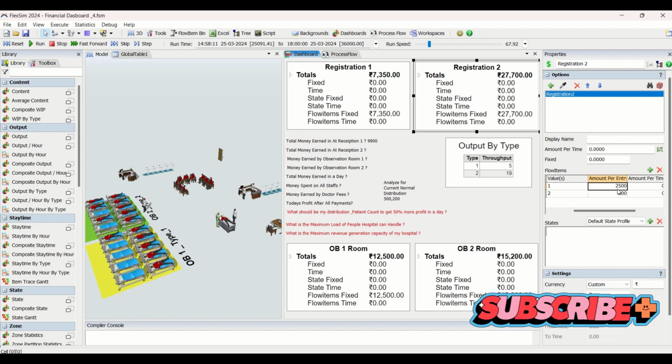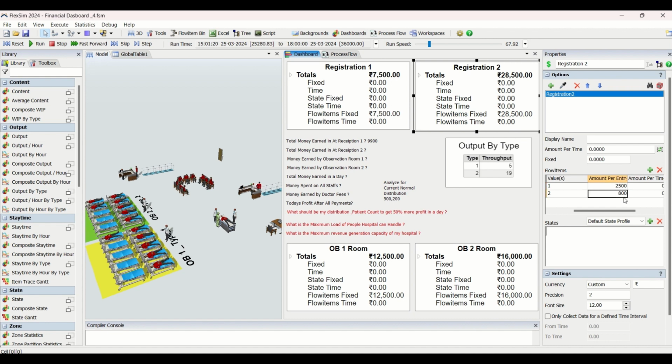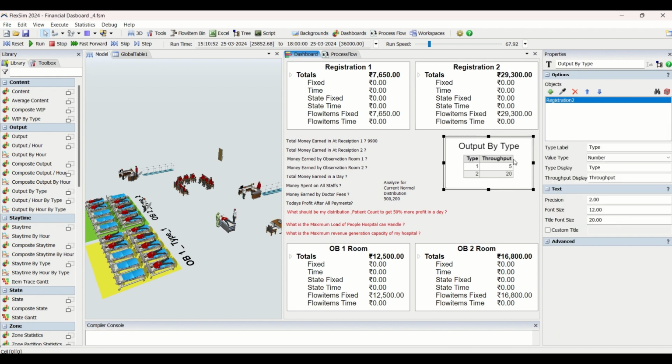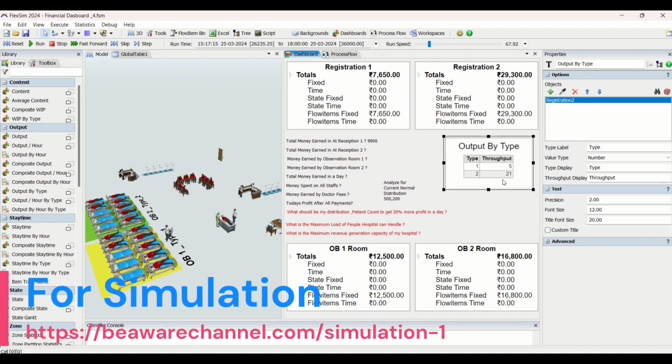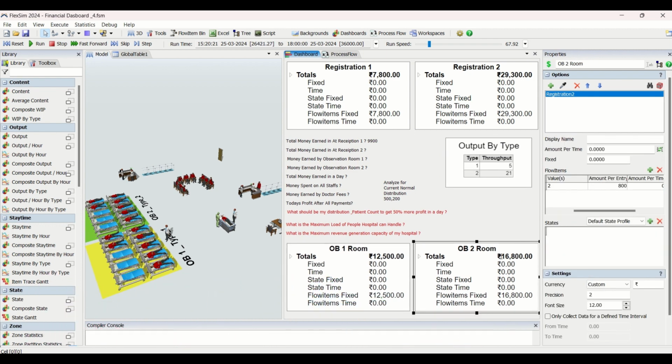For observation 1 we have a rate of 2,500 per entry, and for observation 2 it is 800 rupees per entry. So we have 5 patients from observation 1, so it is 5 times the rate, and 21 times the rate for the other. Observation 2 is the area where we get more money, because a percentage moves from the doctor's table to OB1 and OB2, which we already saw in video 1.